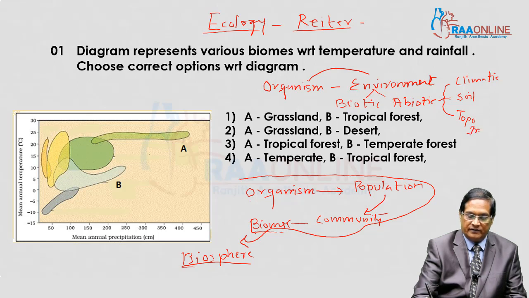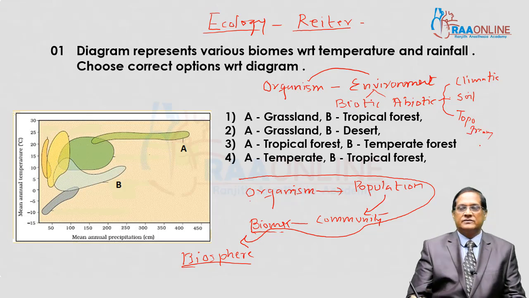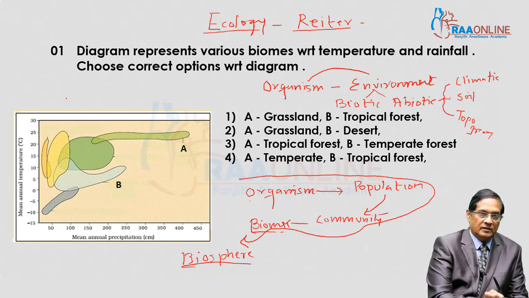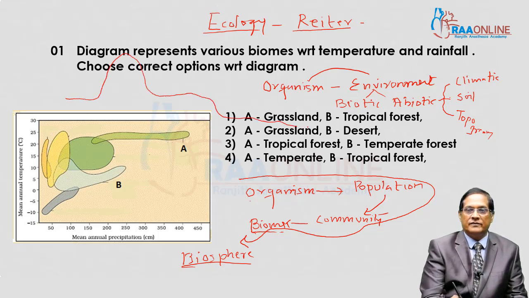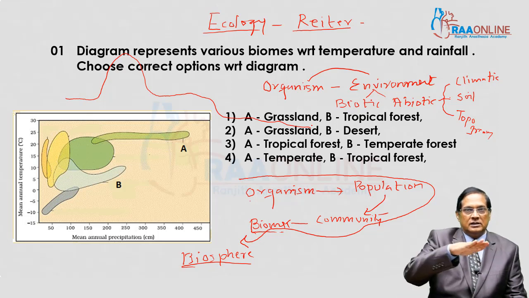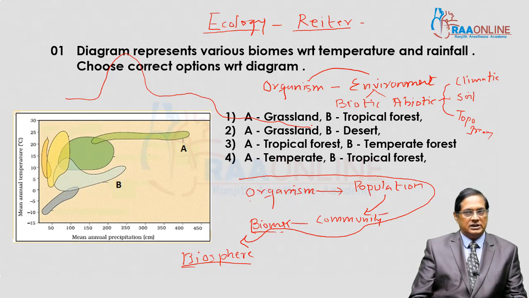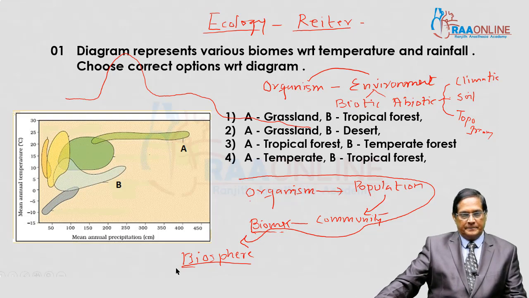Topography deals with the surface of the earth. I mean, a few areas are plain, others are mountainous, or a sloping area. The earth's surface is not even, and this is dealt with under topographic factor. It also affects vegetation. That is topography. So first, let us look at the climatic factors.